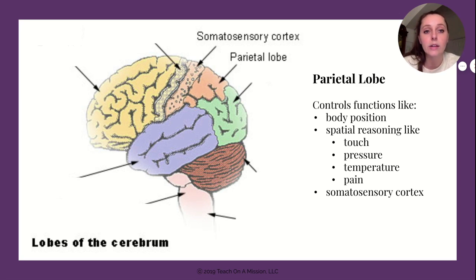So the parietal lobe is gonna help us with body position, spatial reasoning like touch, pressure, temperature, pain, and then it's home to that sensory cortex. So this is really where your sensations happen. So if someone touches you, you can process that in your parietal lobe. If you feel pressure, if you feel cold, if you feel hot, if your leg hurts or a part of your body hurts, all of that is stimulated in the parietal lobe. So keyword here, I like to think of, it's like the sensation lobe.